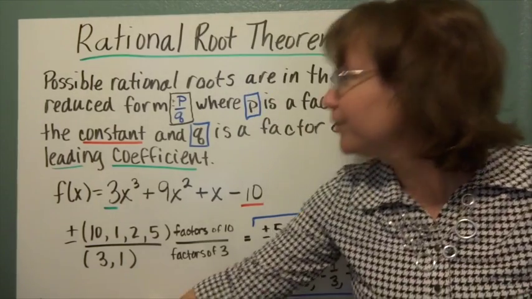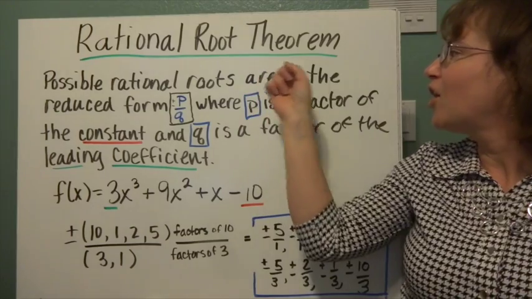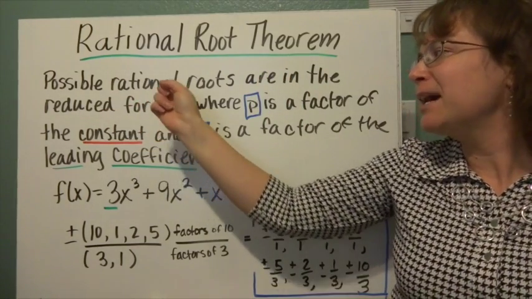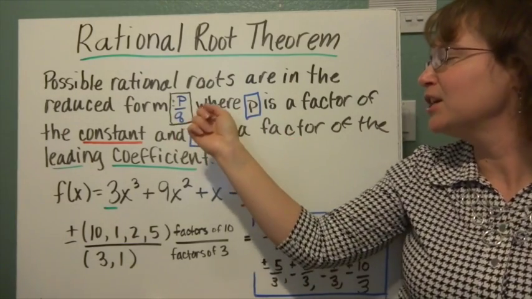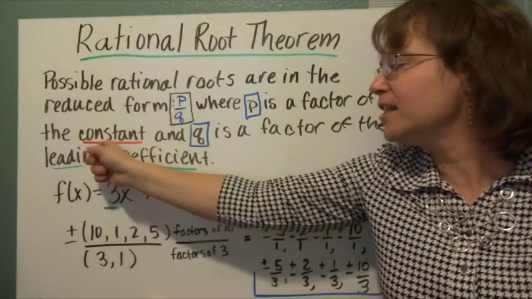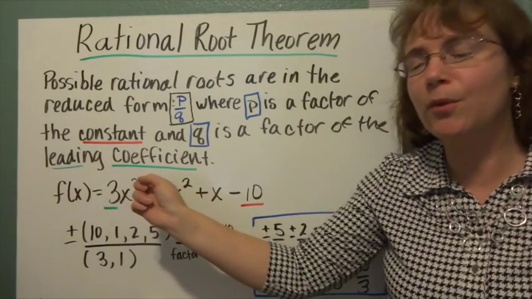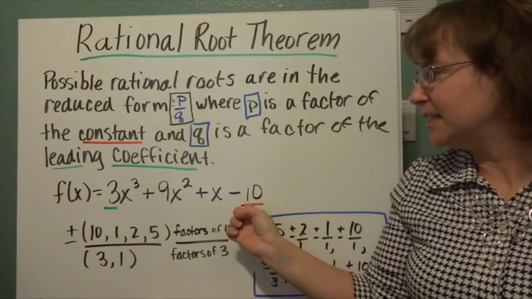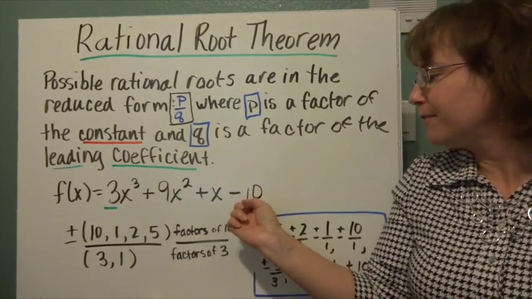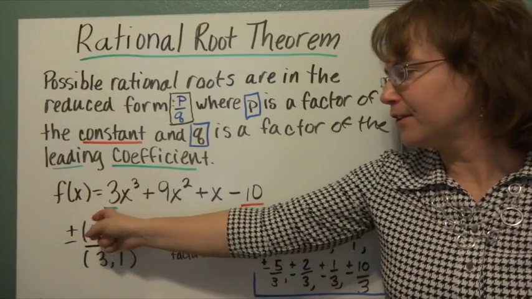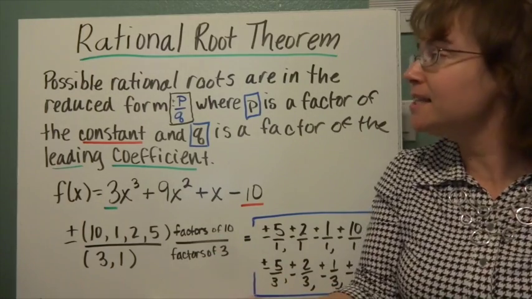So what the rational root theorem says is the possible rational roots in f of x are, in reduced form, plus and minus p over q. That p and that q are just standing for different things, where p is a factor of the constant in my polynomial and q is a factor of the leading coefficient. So here's my constant in this polynomial and here's my leading coefficient. If we take all of the factors of 10 over all of the factors of 3 in various combinations, those are my possible rational roots.